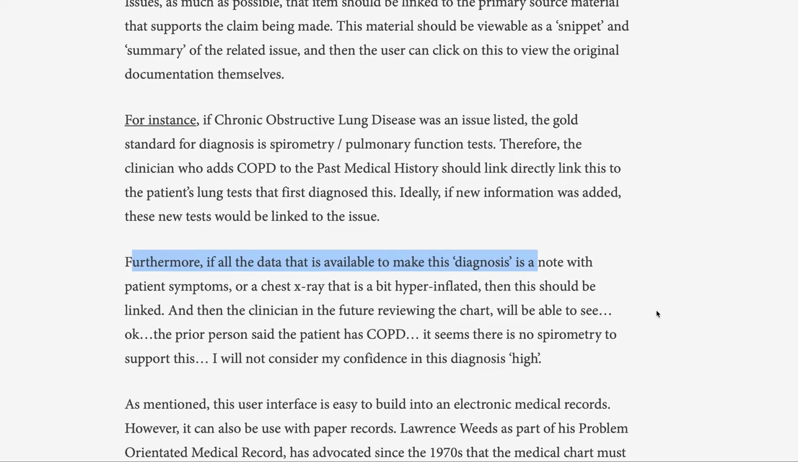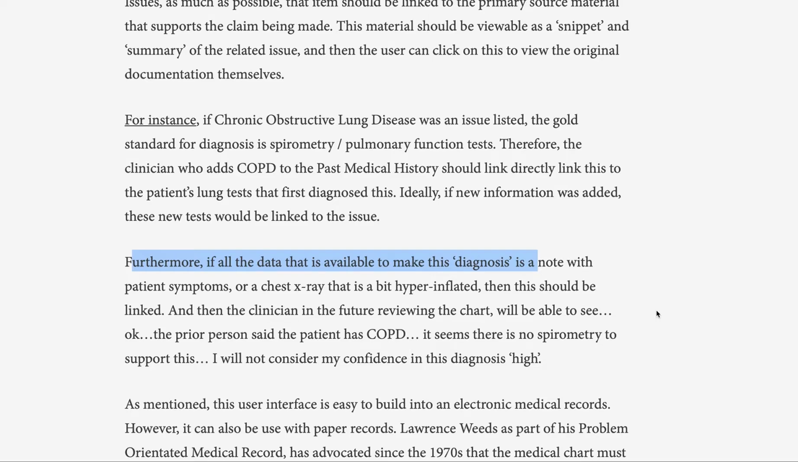So therefore, when another physician came along and saw the patient as COPD, they could easily see the snippet summary of the data supporting this, and see that the support for this diagnosis is not lung function tests, but just the patient's symptom. And similarly, if the level of evidence we had was a bit of hyperinflation on a chest x-ray or emphysema on a CT, let's just link and associate these with the diagnosis.